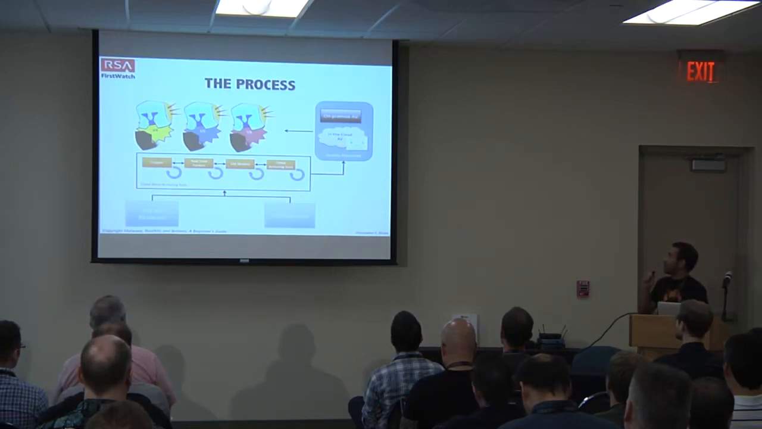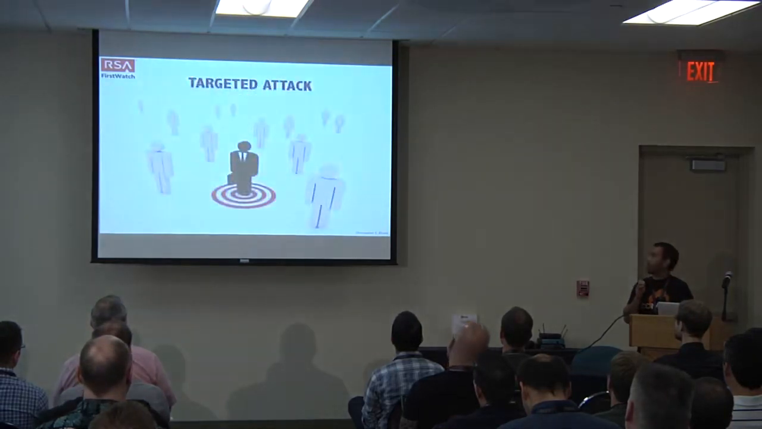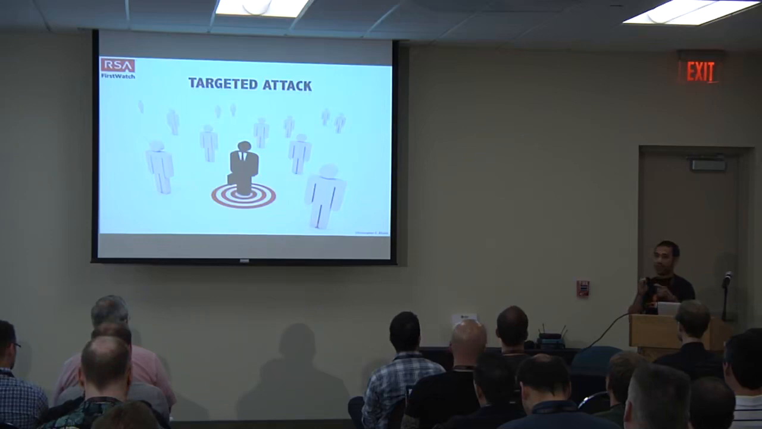So speaking of QA, quality assurance, the quality assurance actually depends on the attack type. So we know two attack types. One is a targeted attack. In a targeted attack, if the malware can escape through the different security products employed by the company or the enterprise they're trying to attack, they wouldn't mind releasing that malware.